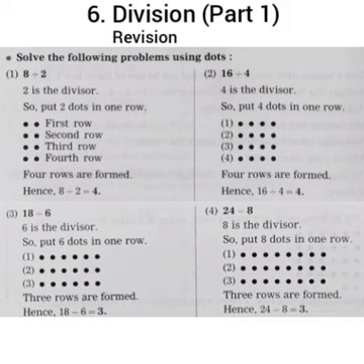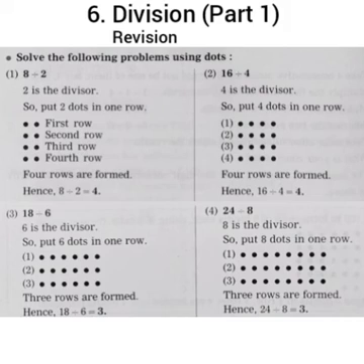In third row, 2 dots. And in fourth row, 2 dots. Total are 8 dots. 4 rows are formed. Hence, 8 divided by 2 is equal to 4.